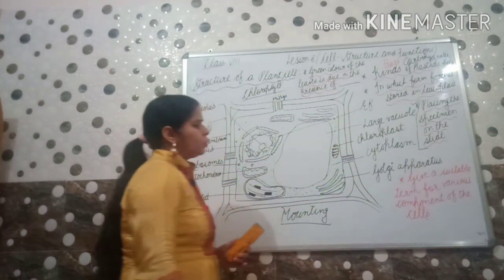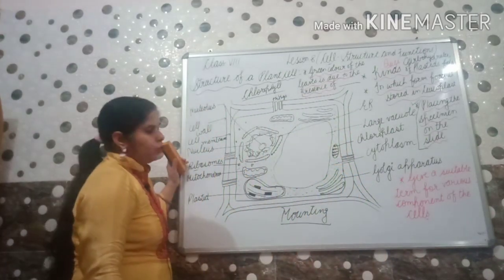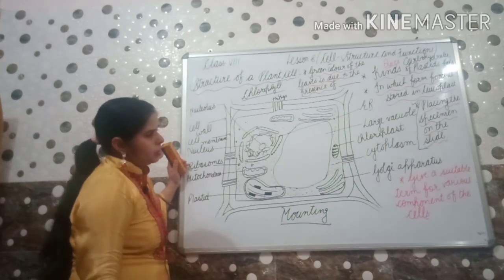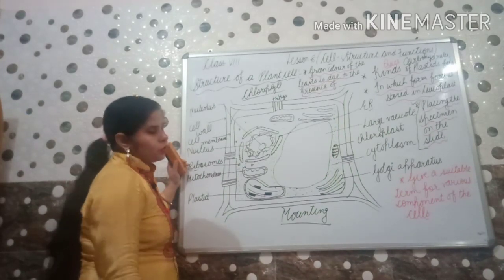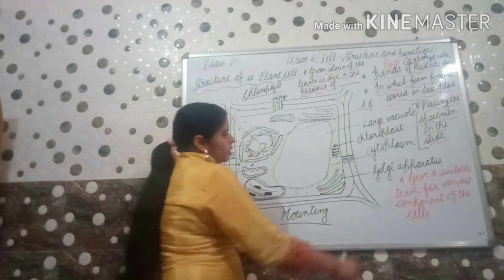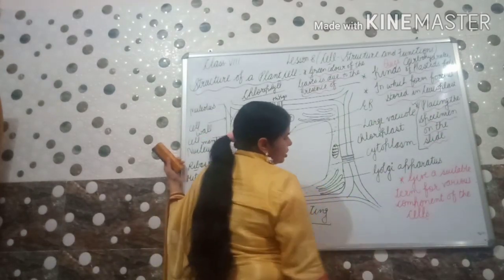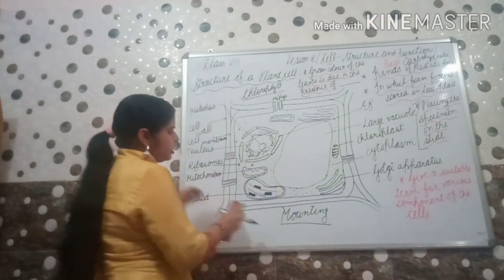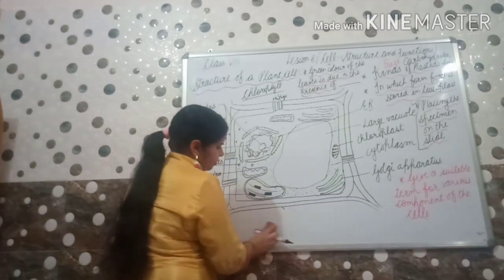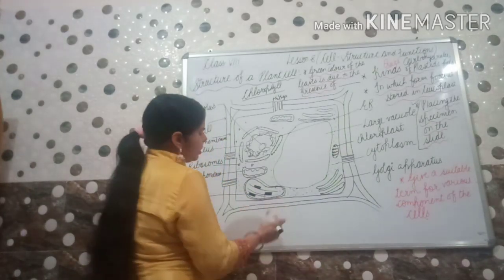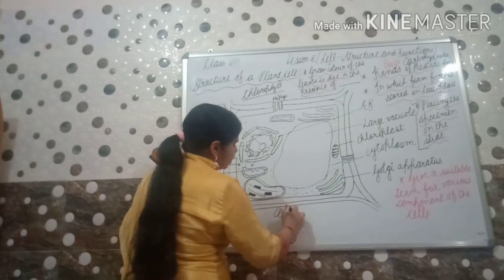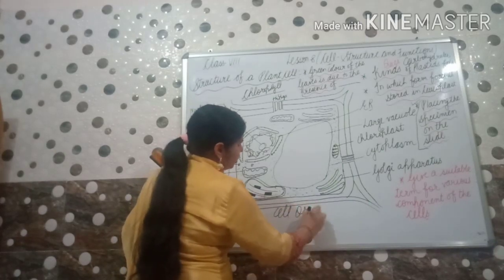Next question, give a suitable term for various components of the cell. Although we have discussed all these parts earlier, what will be the answer of this? Give a suitable term for various components of the cell. Answer will be cell organelles, which we have discussed in the parts also.